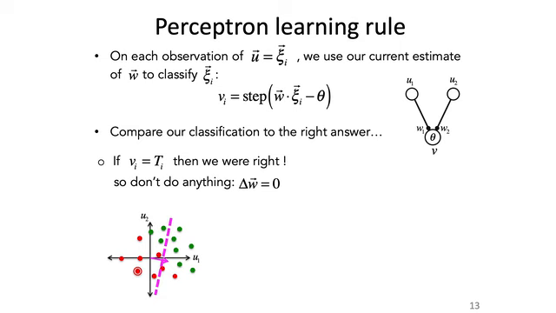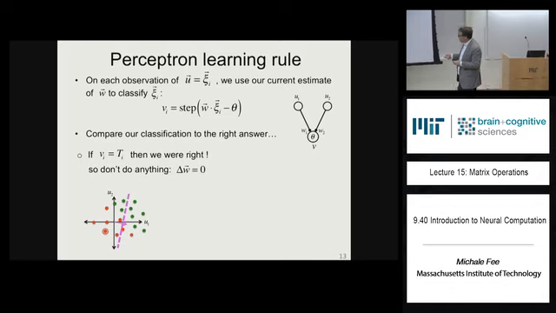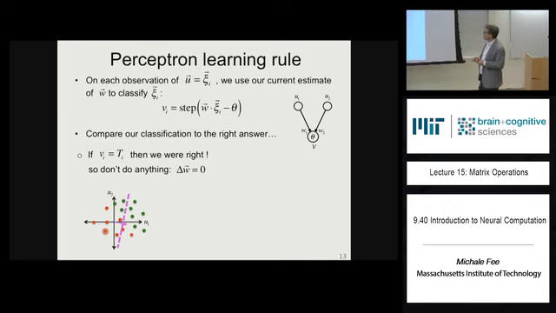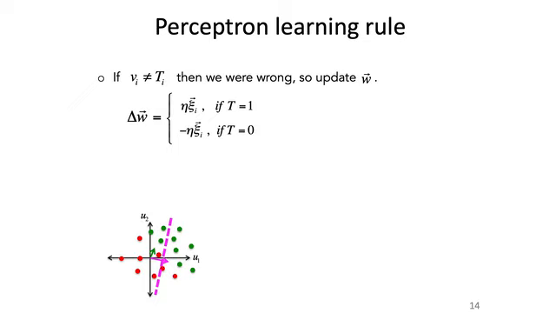Okay, so let's put in another input, a red input. You can see that the correct answer is a 0. The network gave us a 0 because it's on the negative side of the decision boundary. And so again, delta W is 0. But let's put in another input now such that we get the wrong answer.